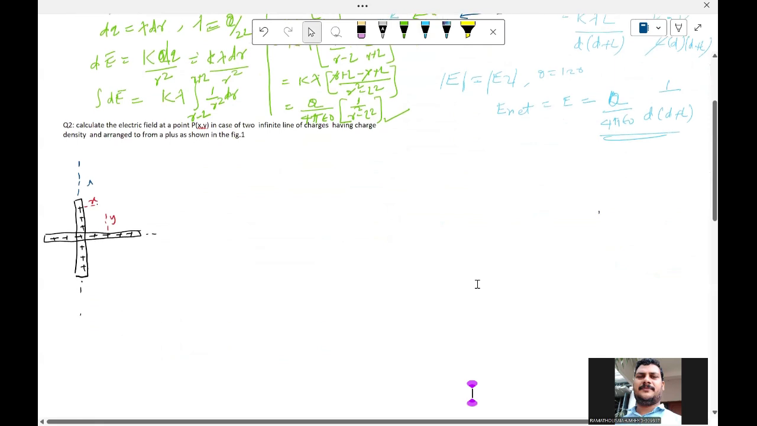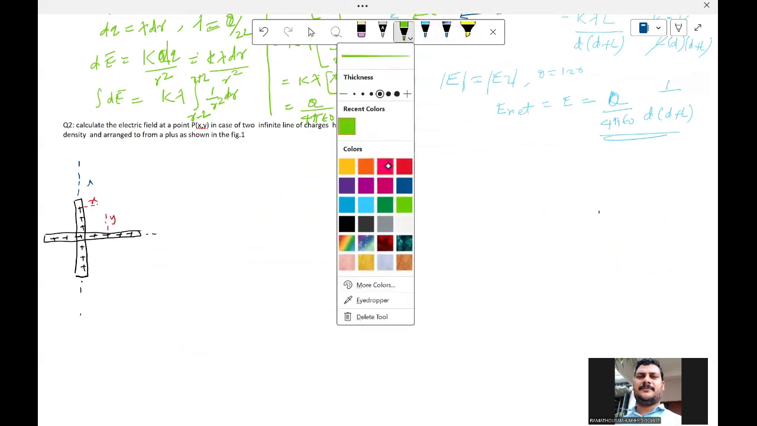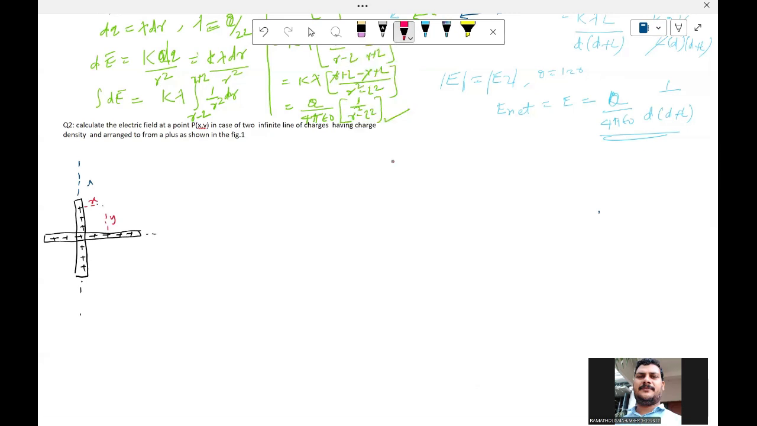Calculate the electric field at the point P, which is x comma y. Here a point x comma y is given, and these are infinite rods. We already studied the electric field due to an infinite rod. E is equal to 2 K lambda by R, or D, some distance, where K means 1 by 4 pi epsilon naught. How does this formula come?